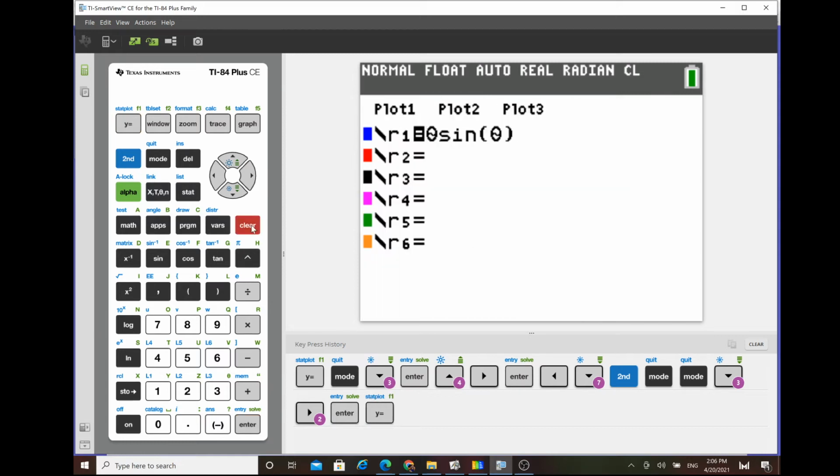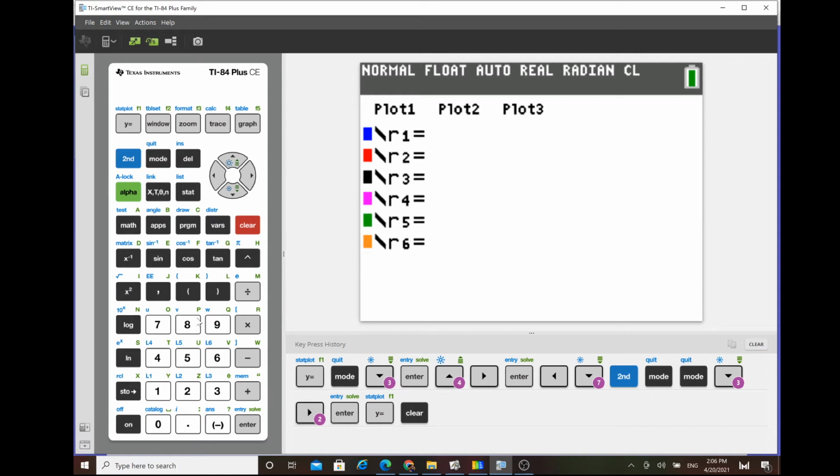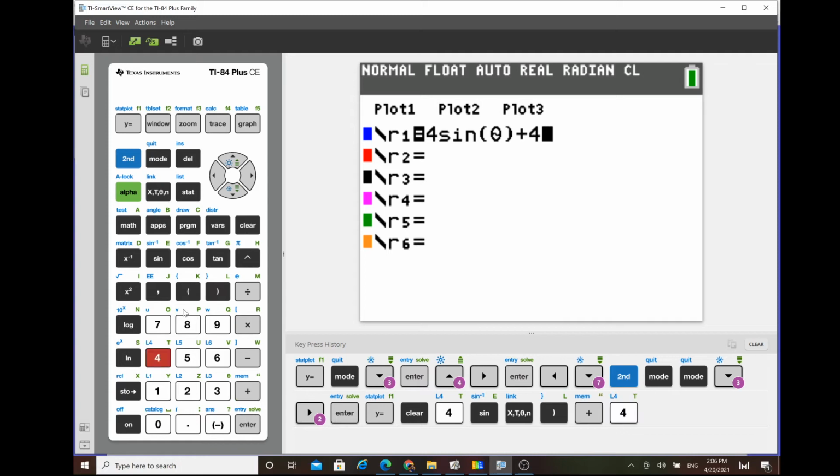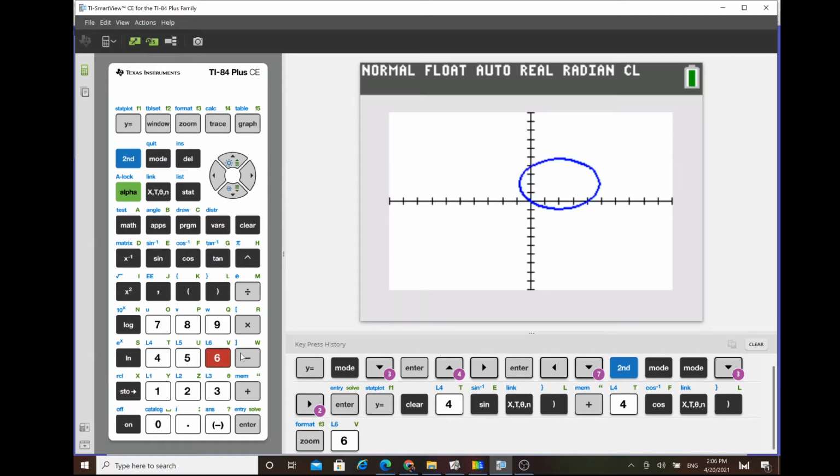and then go back to y equal. So type in the function. The function that we have right here, it's what? 4 sine theta plus 4 cosine theta. Again, zoom, standard. Here you go. It's a circle. So this one looks like an ellipse, but once you zoom it in, it's a circle.